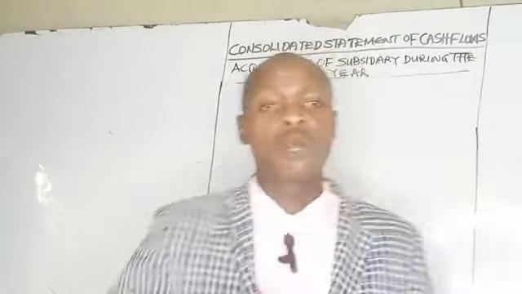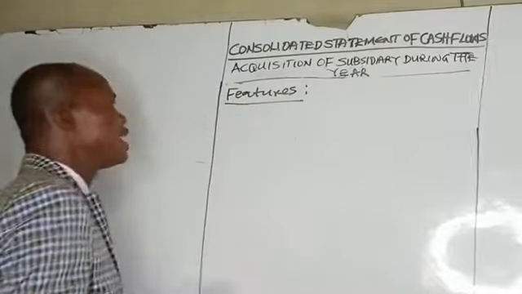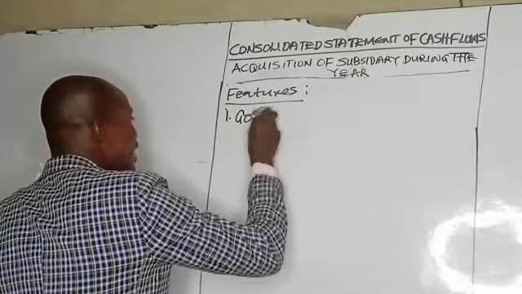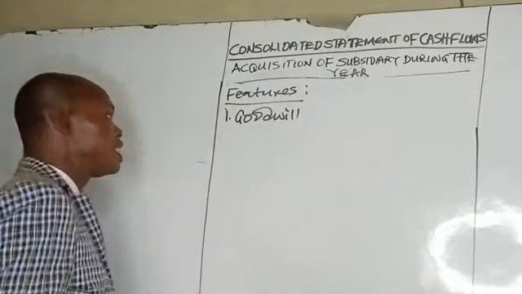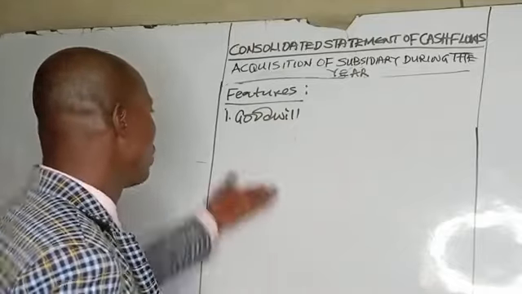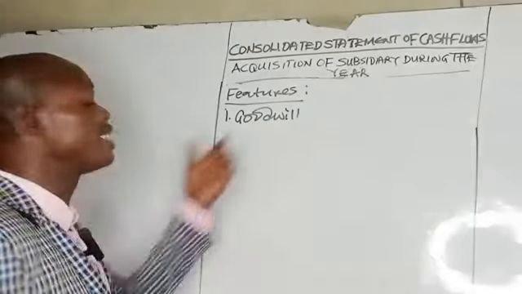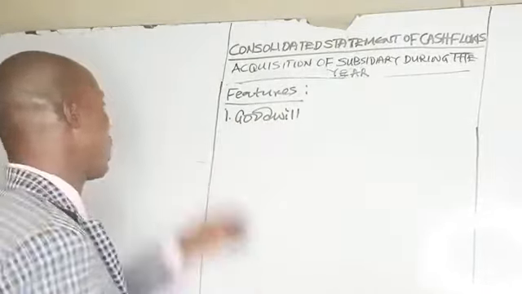The following are the features of group financial statements that distinguish them from the financial statements of a single entity. Number one, we have goodwill. Where there is an acquisition of a subsidiary, goodwill will be calculated, which is the excess of purchase consideration over the fair value of the identifiable net assets acquired.